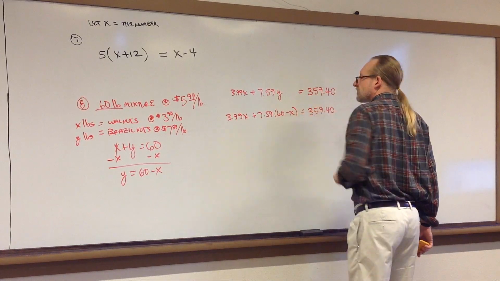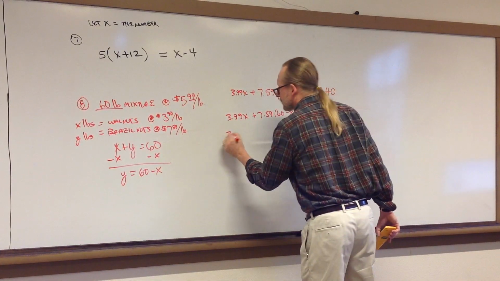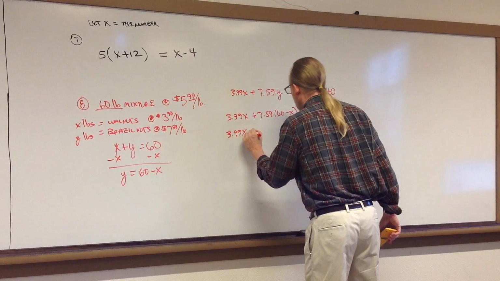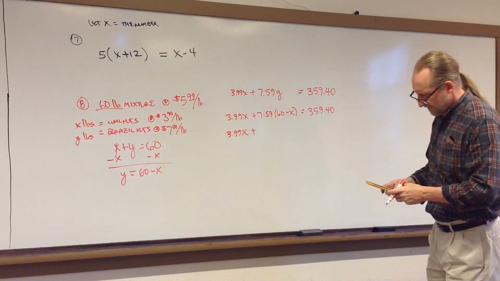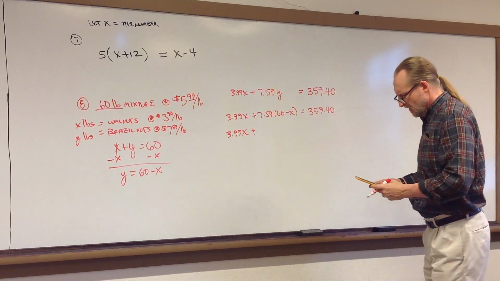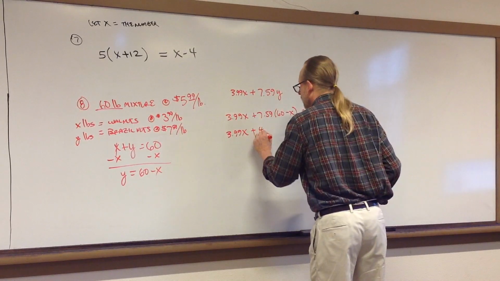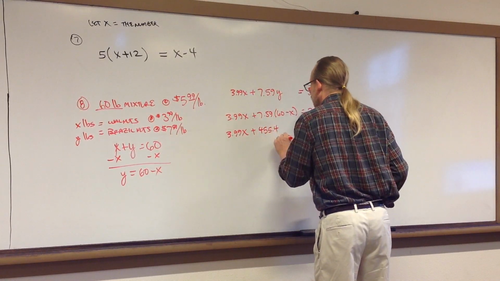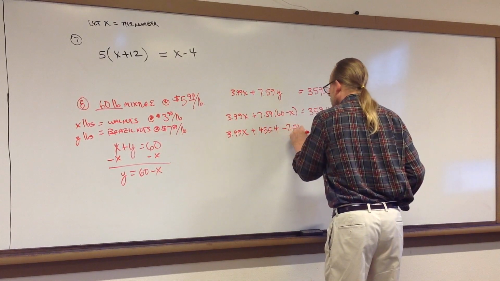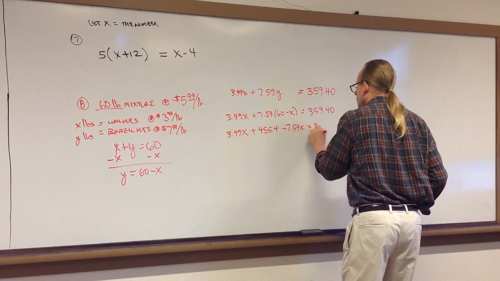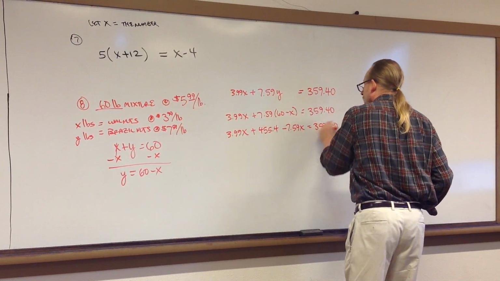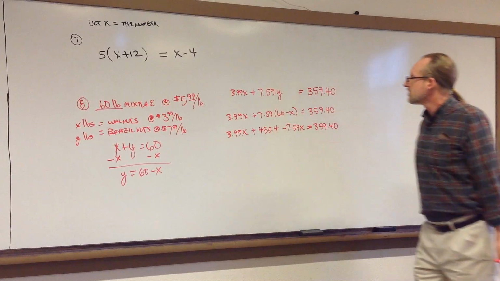Okay, so this is 399x, and then we have to do 759 times 60, 455.4, and then minus 759x, 359.40 on the other side.